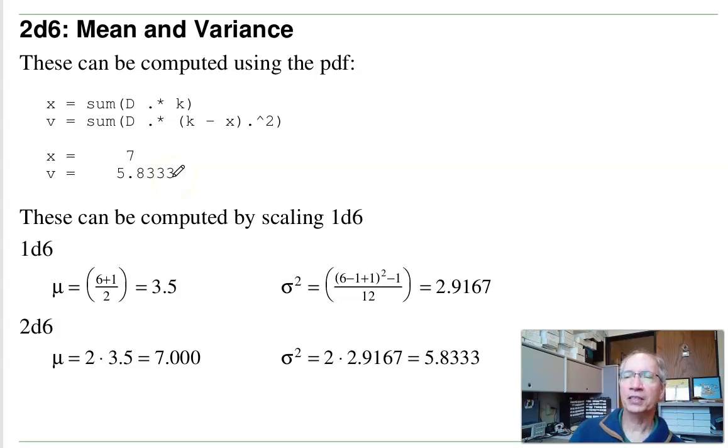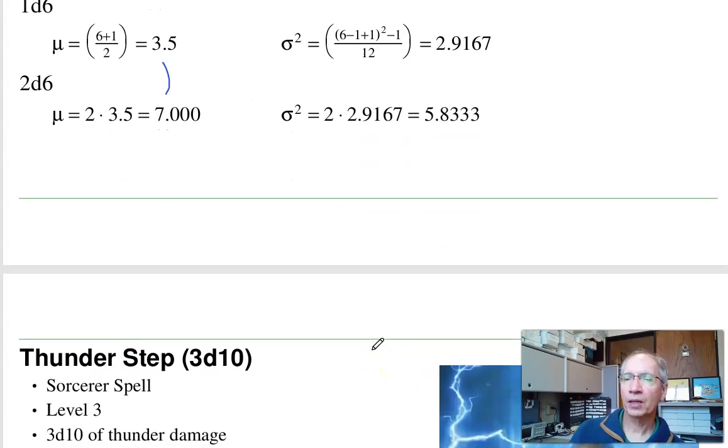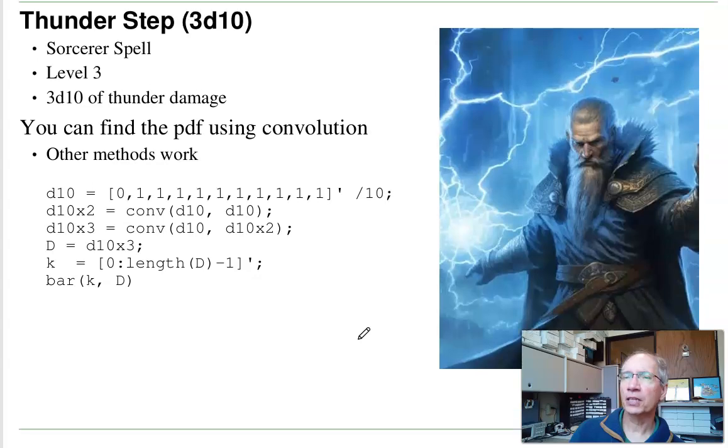A second way is to scale it. When I add 2 6-sided dice, the mean and variance will be double the mean and variance of a single 6-sided die. So here's the mean of a single 6-sided die. When I double it, I get 7. Same answer. Here's the variance of a single 6-sided die. When I double it, I get 5.833. Same answer. So either way works. That's 2 6-sided dice.